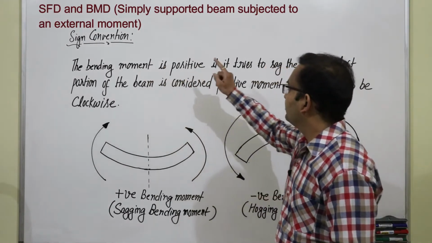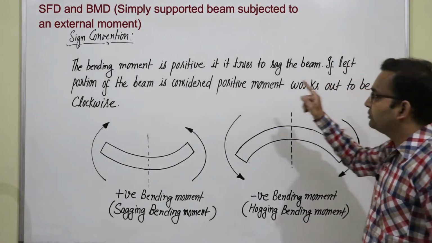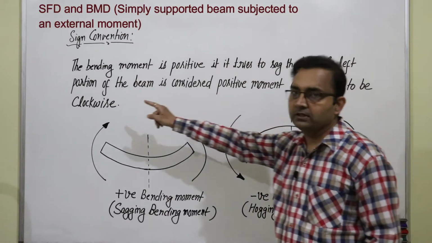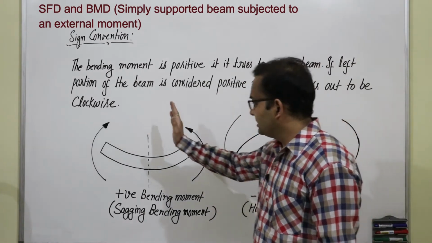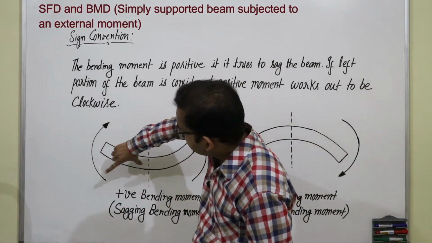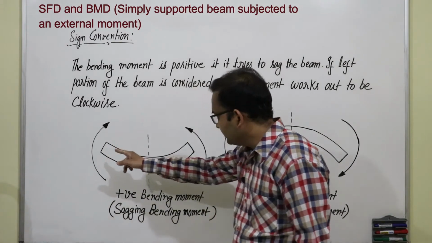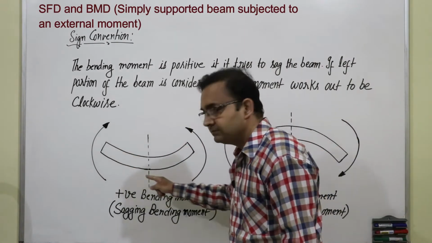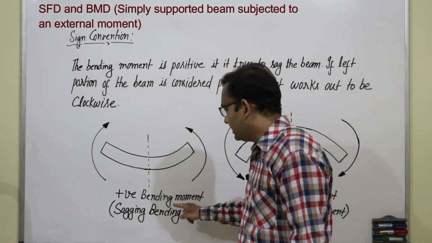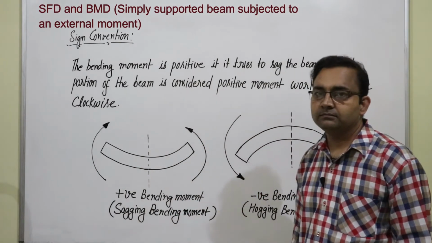The bending moment is positive if it tries to sag the beam. If left portion of the beam is considered, positive moment works out to be clockwise. So this is a section and it is the left part, and bending moment direction is this side, clockwise, and we are seeing this is a beam which is sagging. If this case happens, it is a positive bending moment or sagging bending moment.